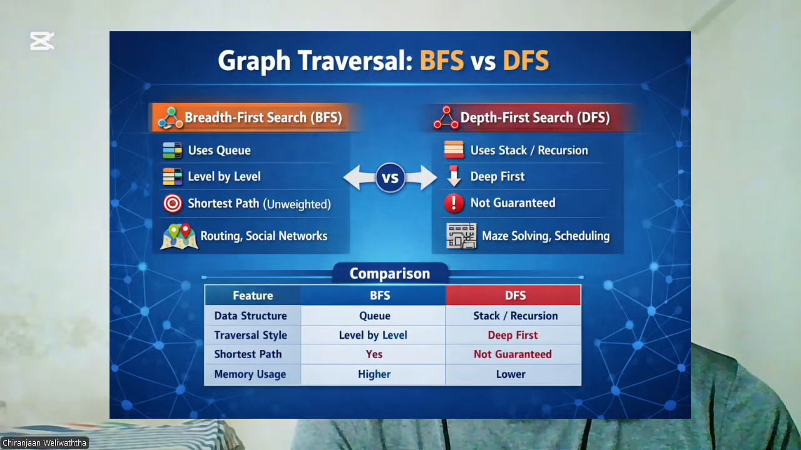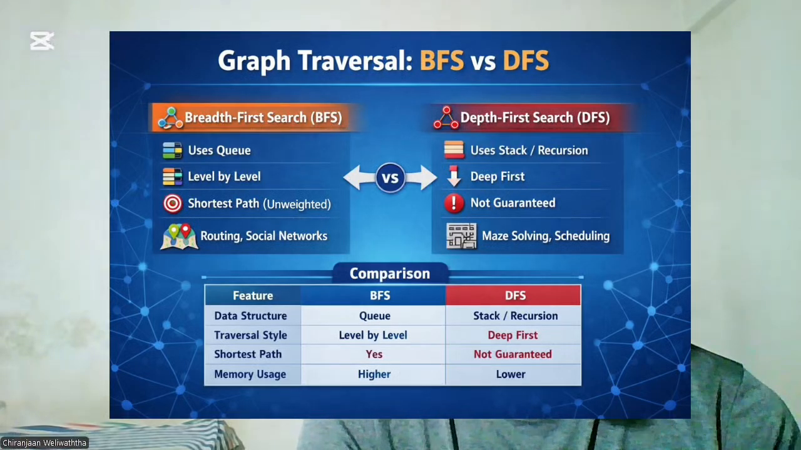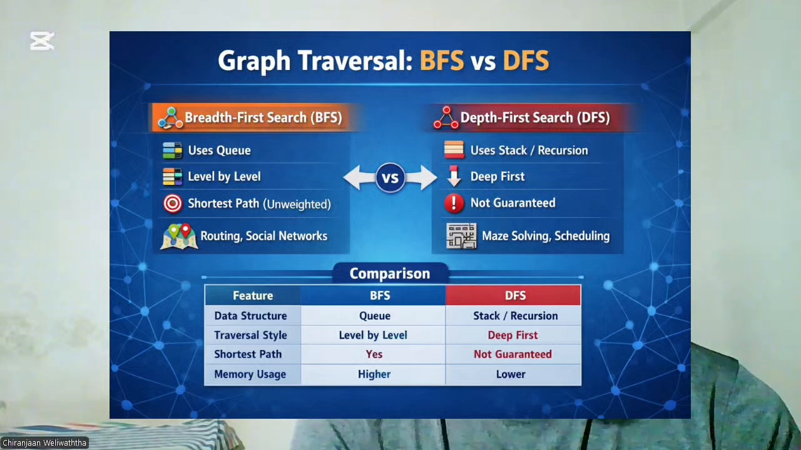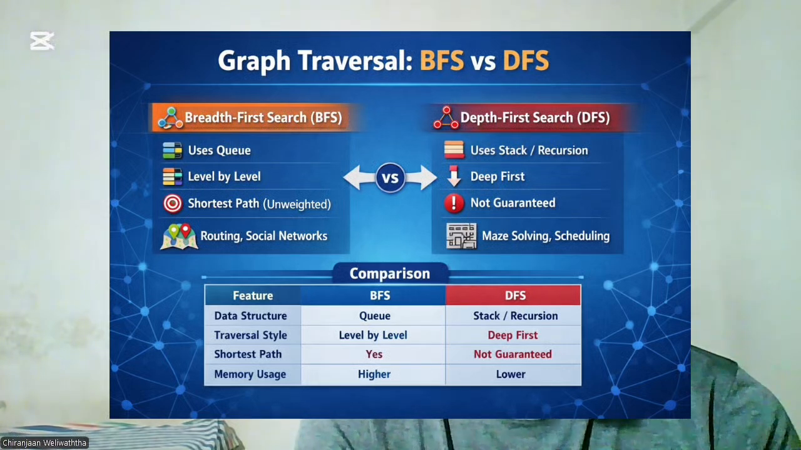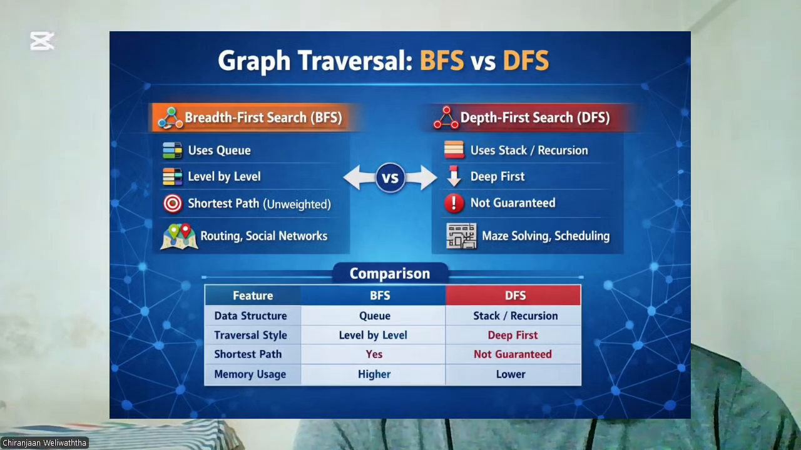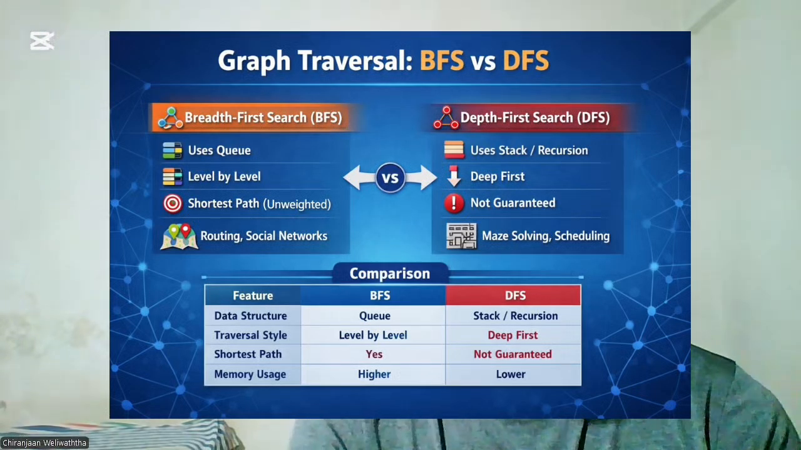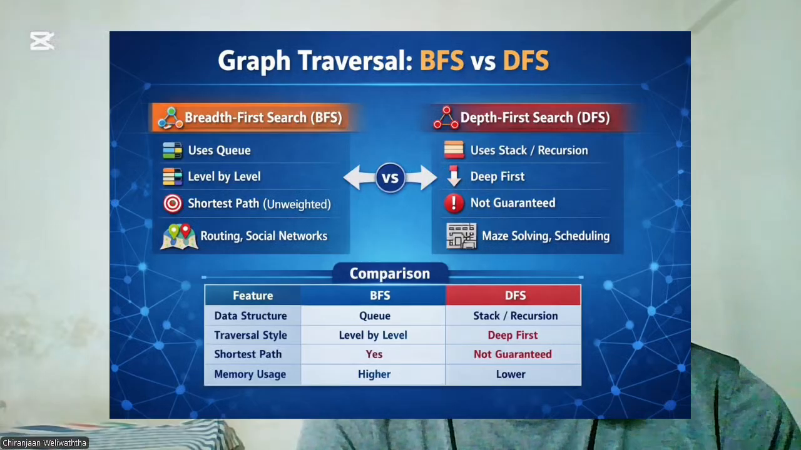The shortest path is guaranteed in BFS. In DFS, the shortest path is not guaranteed. Memory usage is higher in BFS, lower in DFS.